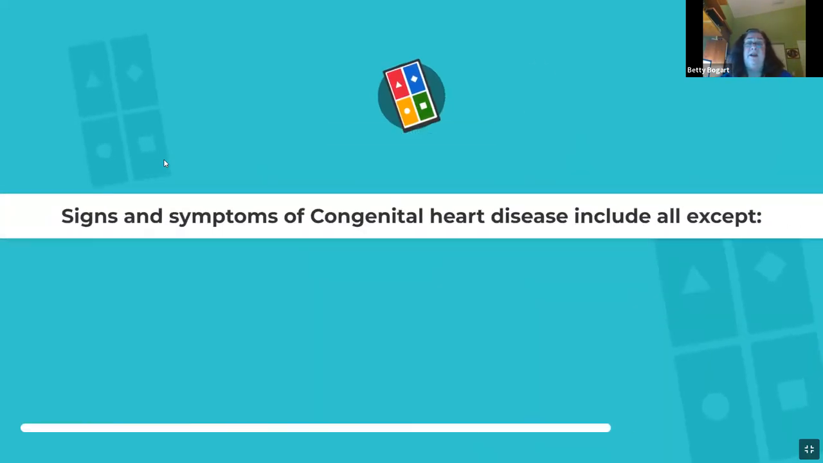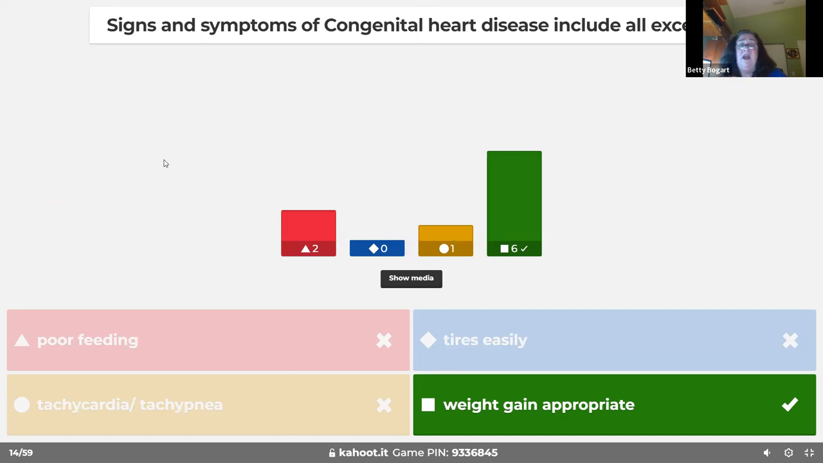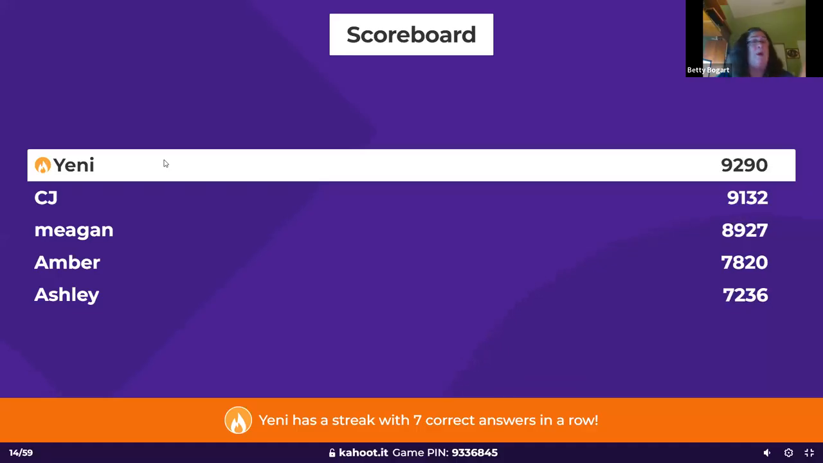Signs and symptoms of congenital heart disease include all except that a baby has congenital heart disease. What are you going to see? What aren't you going to see? So we know their weight gain is not going to be appropriate because they're not with good oxygenation. They're going to tire easily because not enough oxygen, and they're going to not get enough nutrition, and they're going to not gain weight the way they should. They will be in your 25 percentiles. They won't be in your 100 percentiles of weight gain.